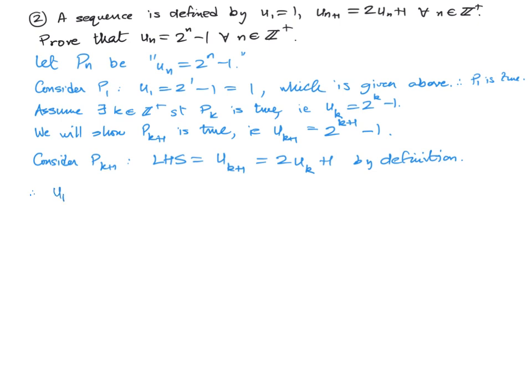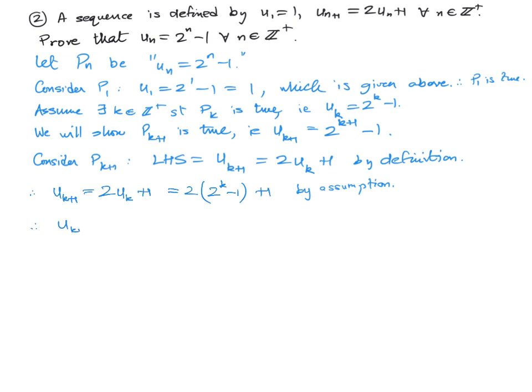Therefore, u sub k plus 1 is equal to 2 u sub k plus 1, and then I'm going to substitute 2 to the k minus 1 plus 1 by assumption. So I use the definition, and then I use the assumption. And now all I got to do is simplify this.